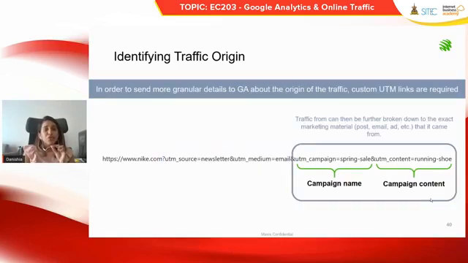So in order to send more granular details to Google Analytics about the origin of your traffic, we need custom UTM links. This will add even more details in terms of your campaign, what content, or even the keyword that you're using, and allows you to break down your reports into that specific marketing material that it came from.